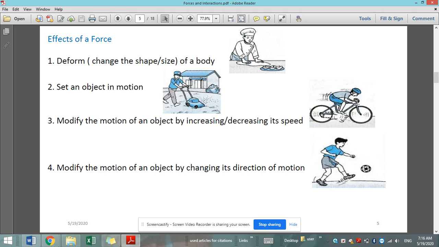So, four, modify the motion of an object by changing its direction of motion, like when the ball is moving towards you, then you kick it. Kick it means you are performing a force or exerting a force on the ball, changing its direction.